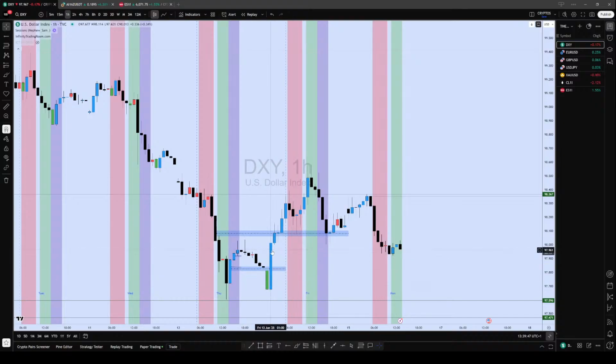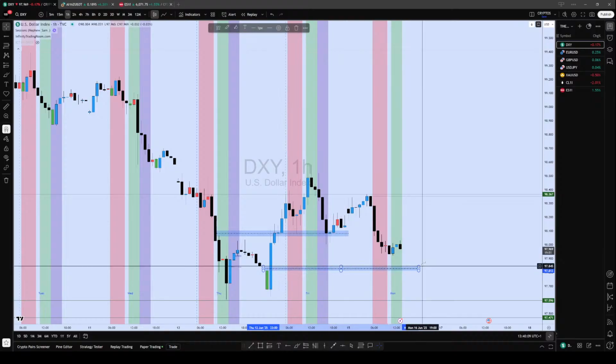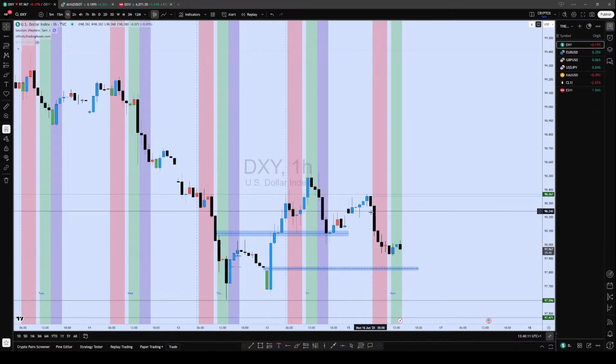I think this happened over Asia, so that's not high. It's not high probability enough. However, it can cause a bounce. Okay, let me do this properly. It can cause a bounce and probably come back to the London session gap before we continue going down.